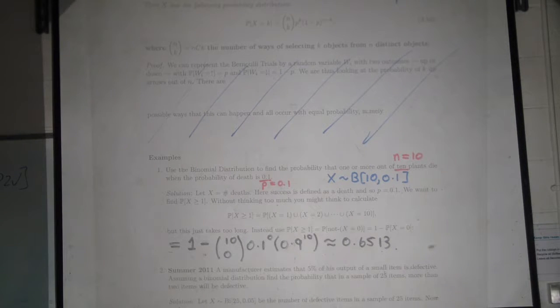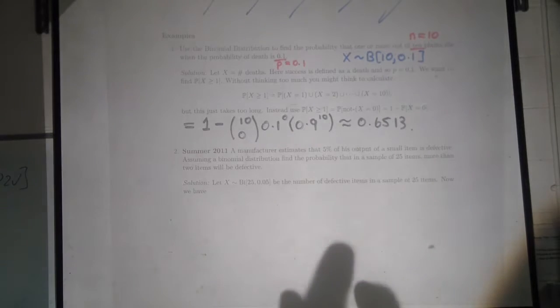And that would be, they'd all have to live. And if the probability of them dying is 0.1, what's the probability of them living? 0.9. So live and live and live and live. So it'd be 0.9 to the power of 10. And then take away from 1. Okay. See some more.